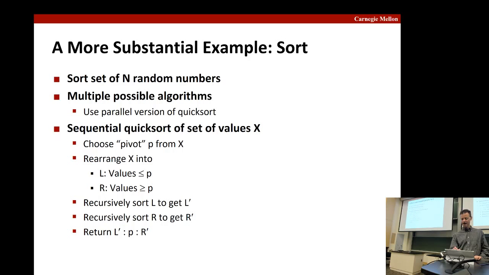You have a set of values. You choose a pivot from those values according to some rule for picking pivots, and you rearrange such that L is the set of all values less than or equal to the pivot, R is the set of values greater than or equal to the pivot. Recursively sort L, recursively sort R, and return the concatenation.